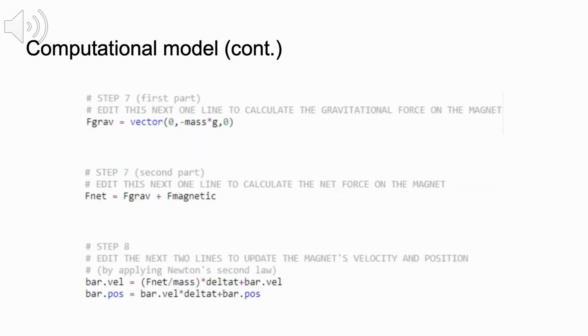In step 7, I computed the gravitational force on the magnet. In step 7, part 2, I calculated the net force acting on the magnet. This is the sum of the gravitational and magnetic force. In step 8, we applied Newton's second law to calculate the bar magnet's velocity and new position.